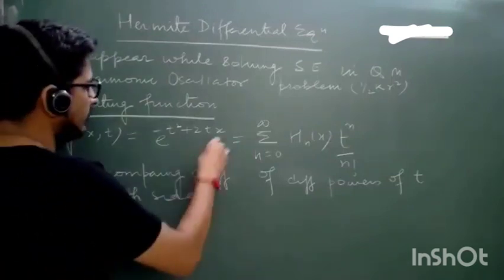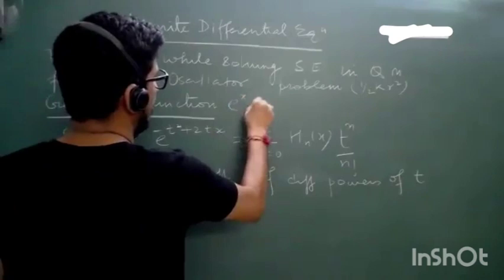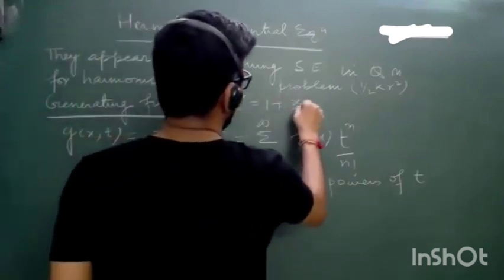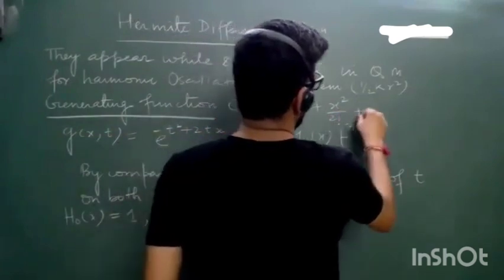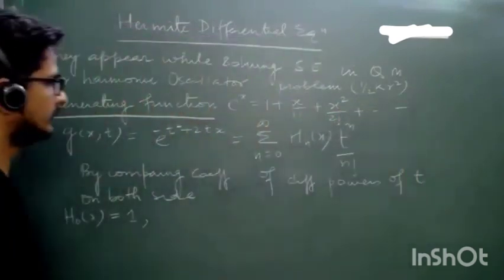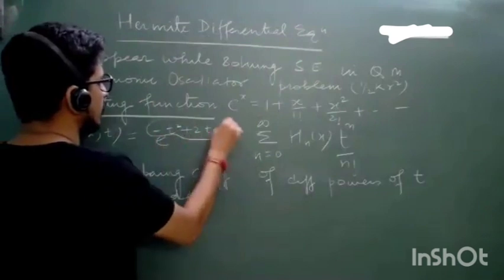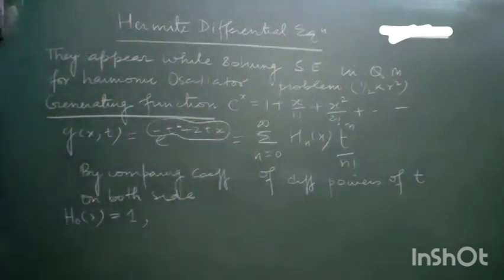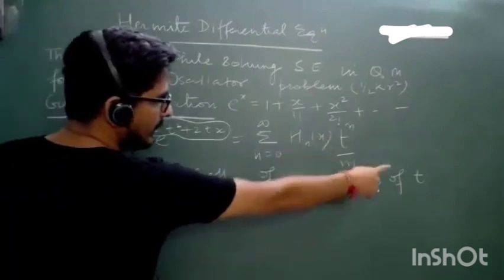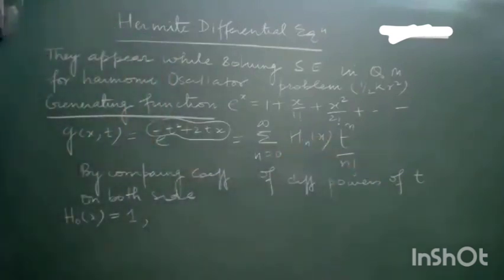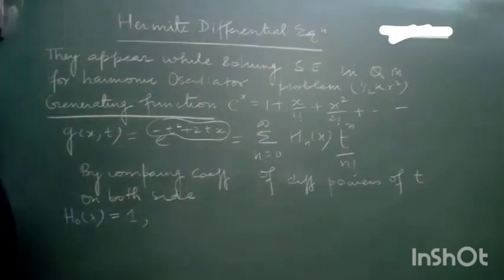इसको खोल लोगे ना, because we know e to the power x, that is 1 plus x by 1 factorial plus x square by 2 factorial plus dash dash dash. We know this, so we can open this by taking this whole quantity as x, okay, and then you will get different powers of t, and here you can open it h0 t to the power 0 by 0 factorial plus h1 t to the power 1 by 1 factorial plus dash dash dash. Then compare the coefficients of t, okay.